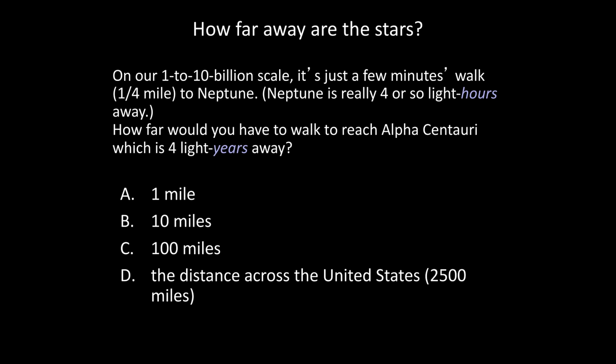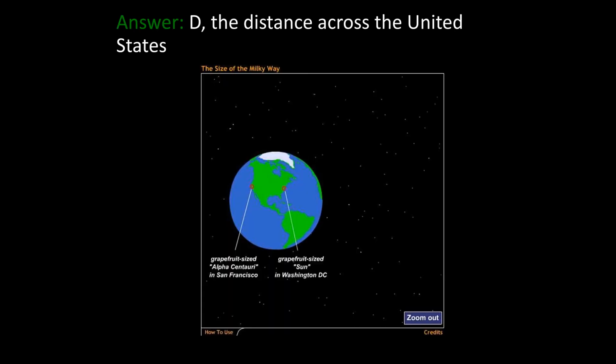And in fact, the next closest star, you'd have to walk across the United States. All right, so it's quite a far distance away. The distance between us and the next star is enormous. 4 light years may not sound like much, but it is a huge distance.